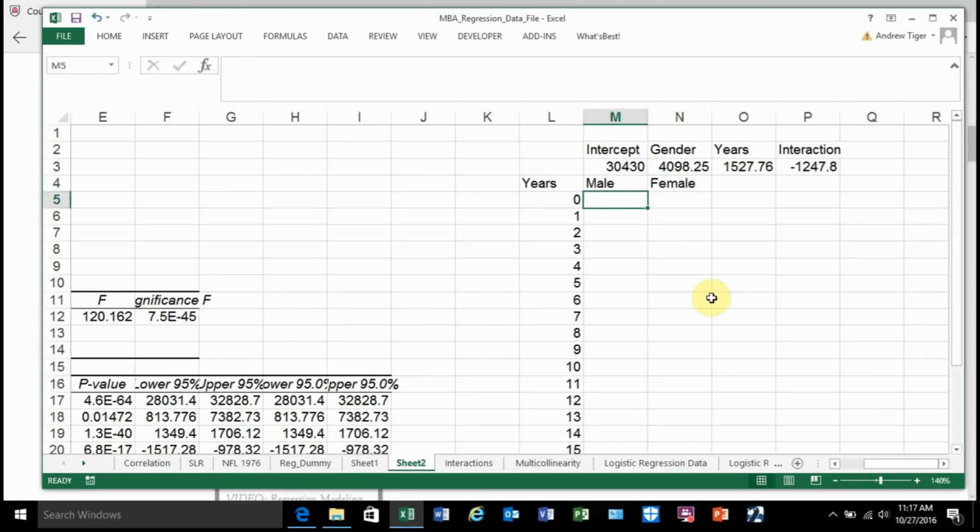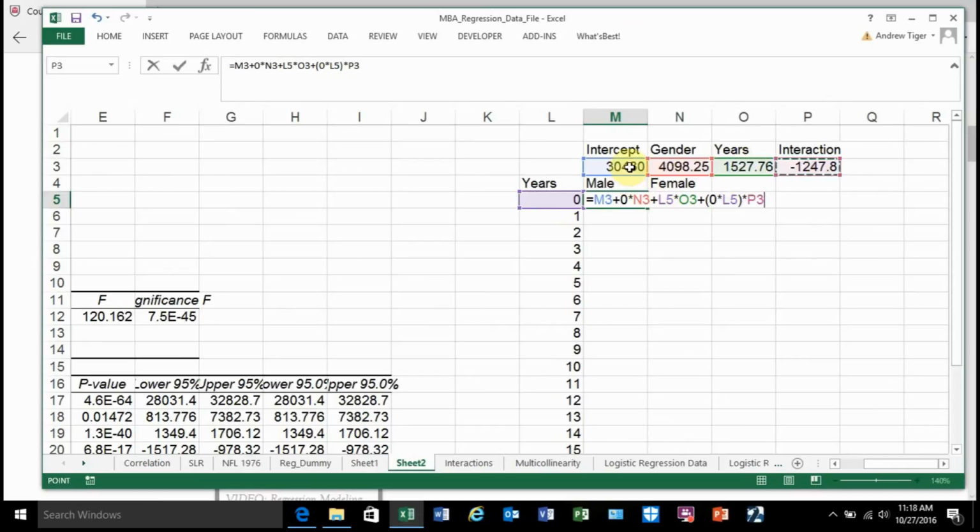All right, so how am I going to do this? This is going to be equal to the intercept plus 0, because it's a guy, times gender, plus the years times this, plus, now watch what happens, 0 times years multiplied by the interaction. Look at what I did.